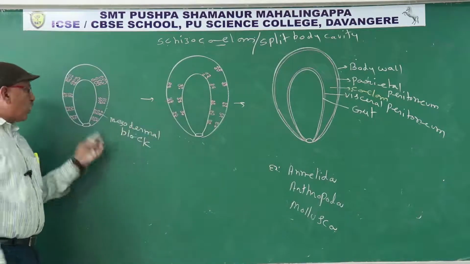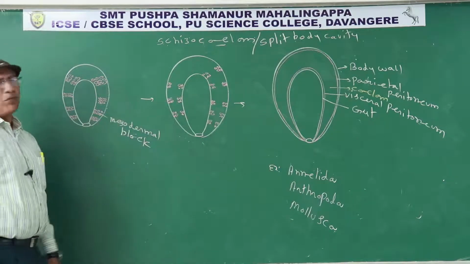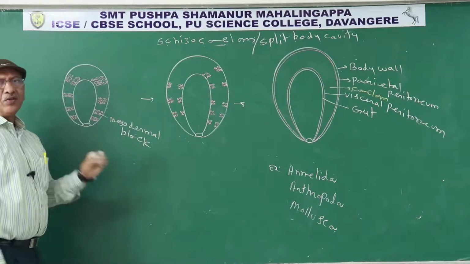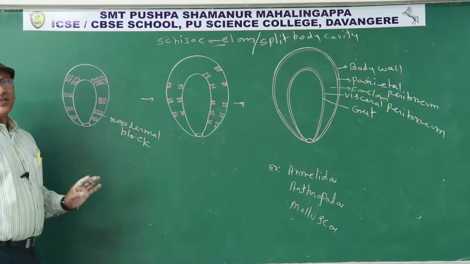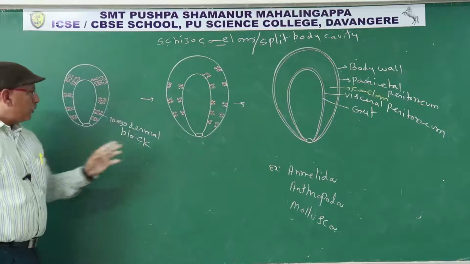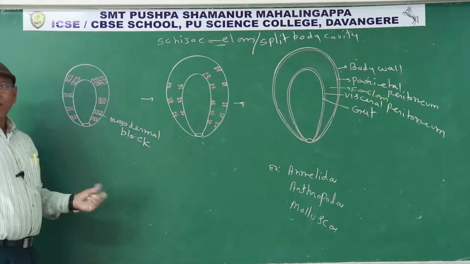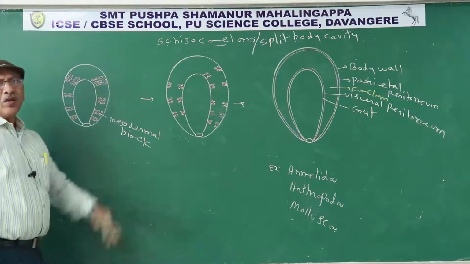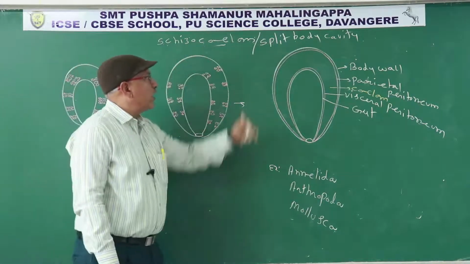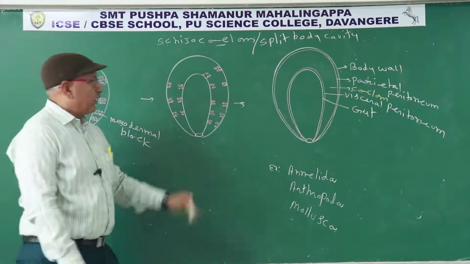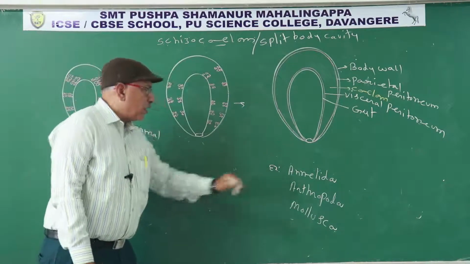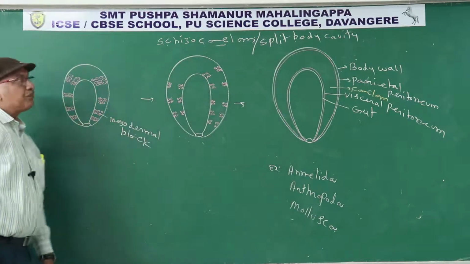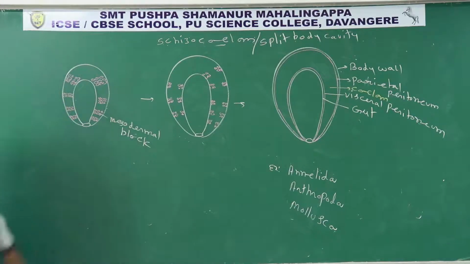If coelom is formed due to splitting of mesodermal blocks, it is known as schizocoelom. Simple definition: if coelom is formed due to splitting of mesodermal blocks, it is known as schizocoelom. Schizocoelom is also known as split body cavity. Example, Annelida, Arthropoda, Mollusca.